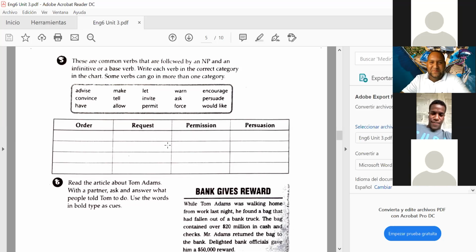So you see, that's how we can use the different words in different categories depending on what you say.